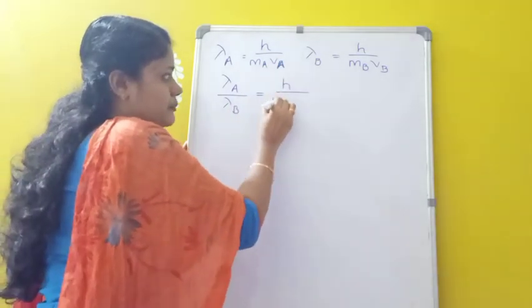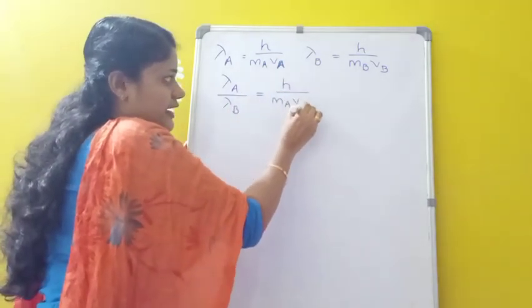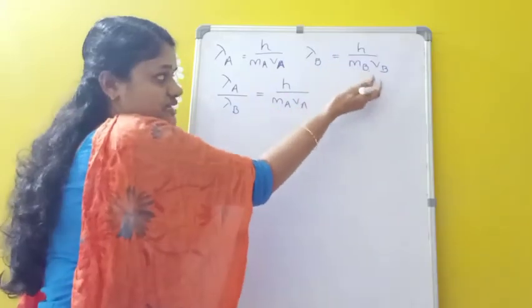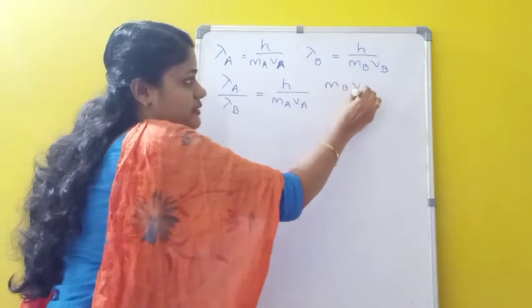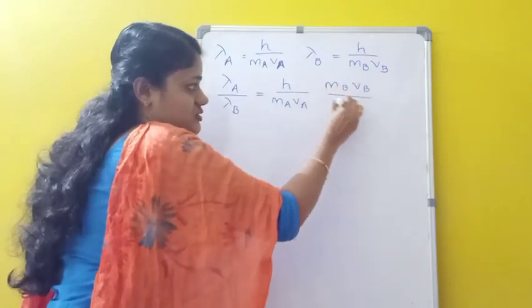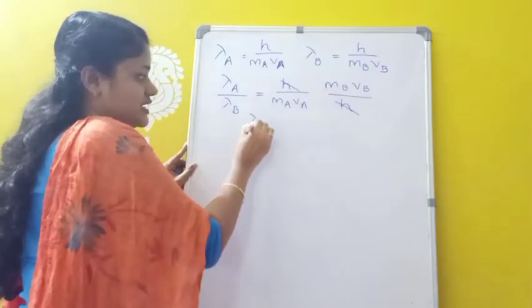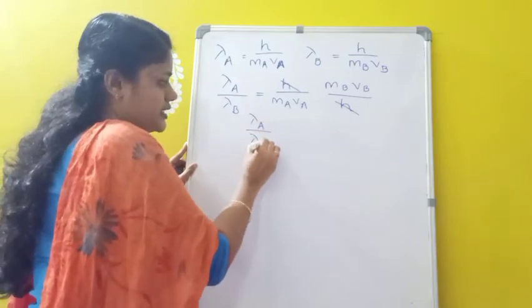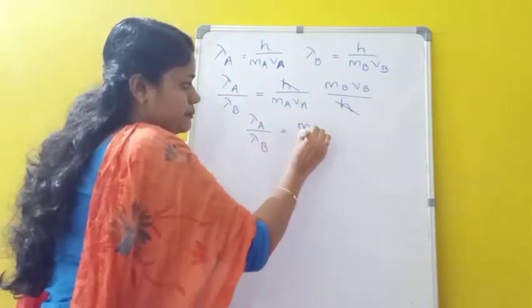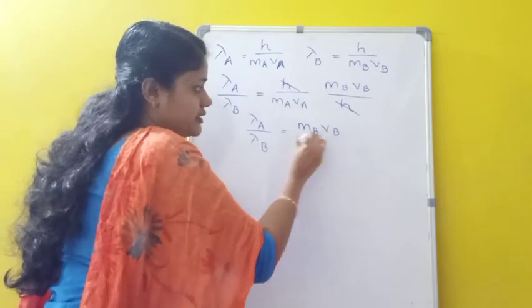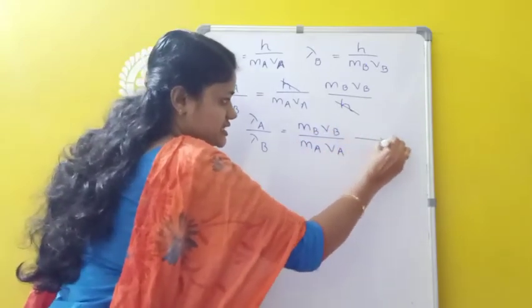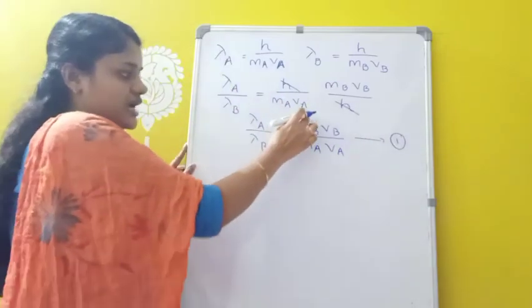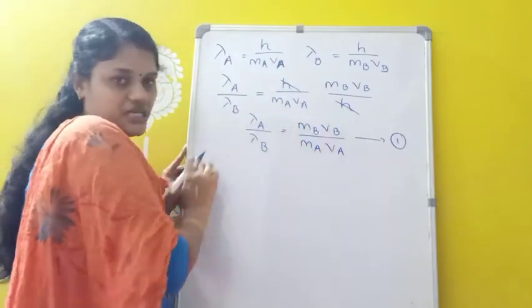We have to find lambda A by lambda B, that is equivalent to h by Ma into Va divided by this one. That means we can multiply by the reciprocal, Mb Vb divided by h. Cancelling h and h, we are getting lambda A by lambda B equals Mb Vb divided by Ma into Va. Take it as equation number 1. So we have the masses, but this velocity we don't know.